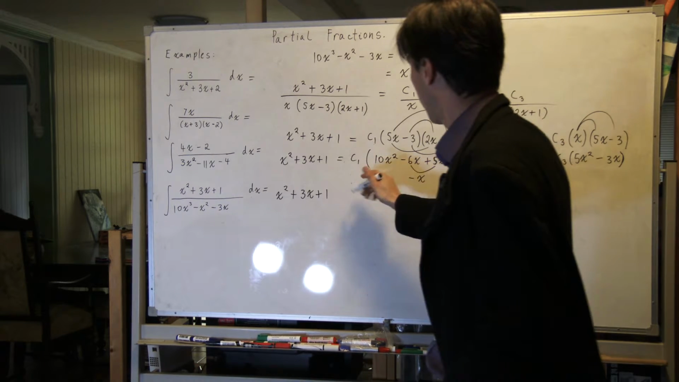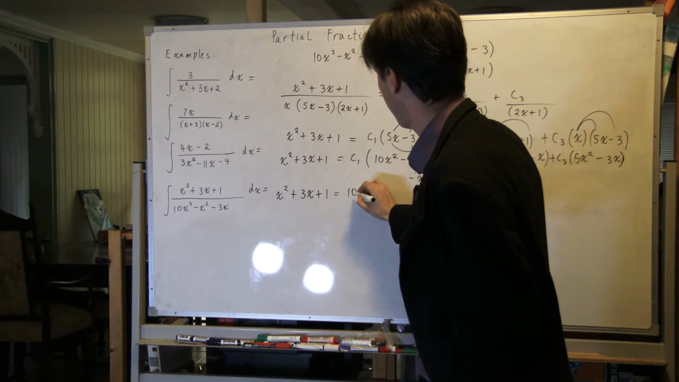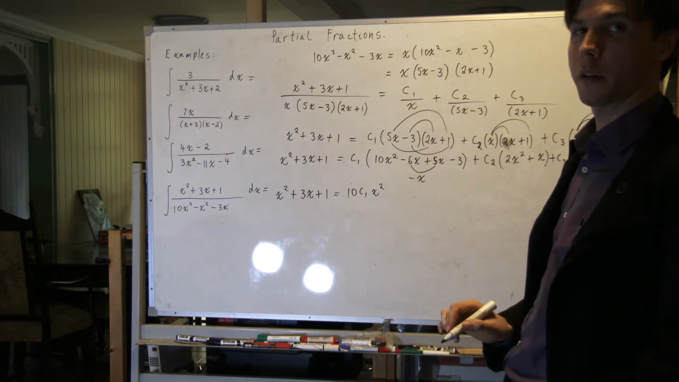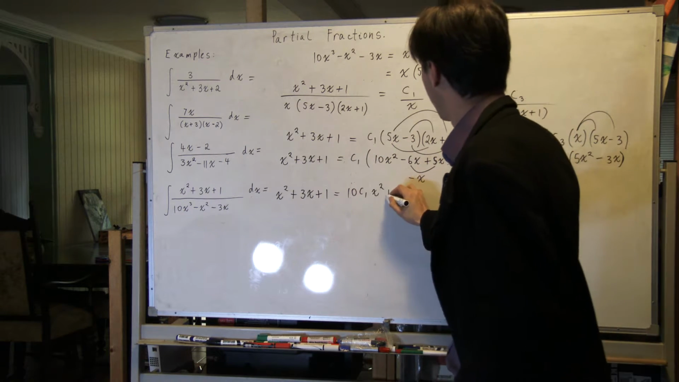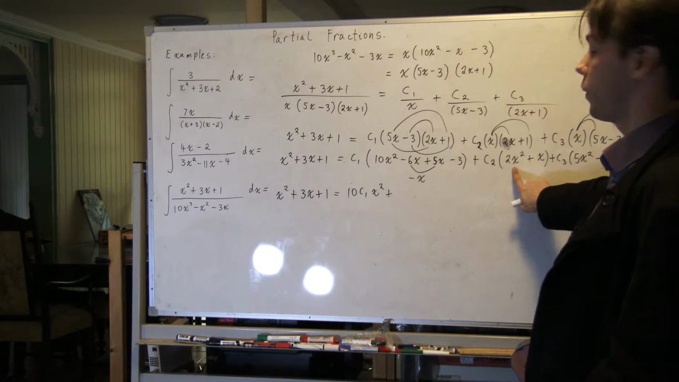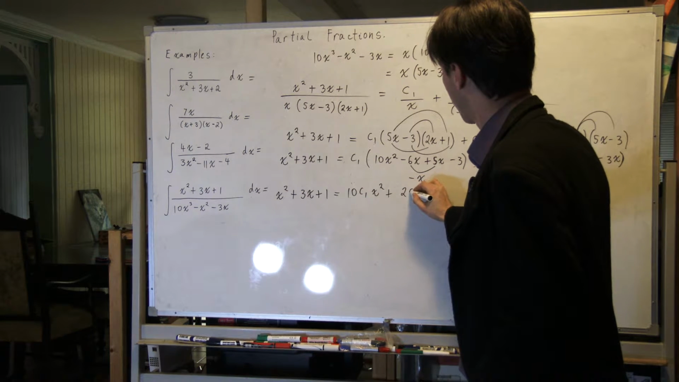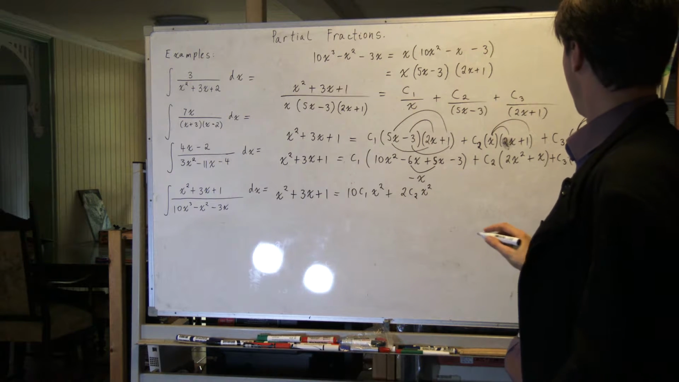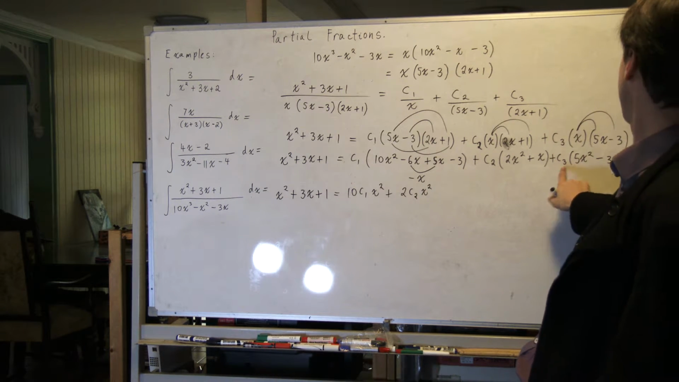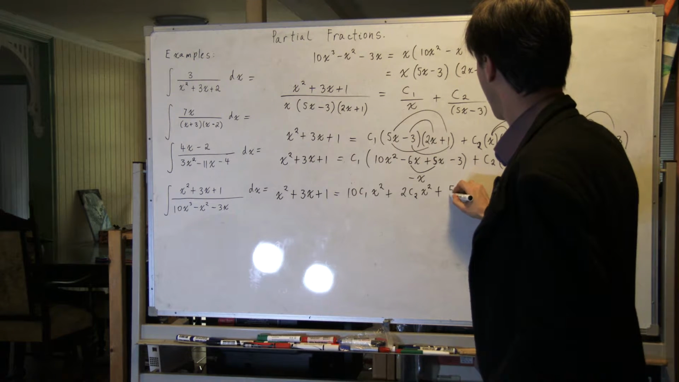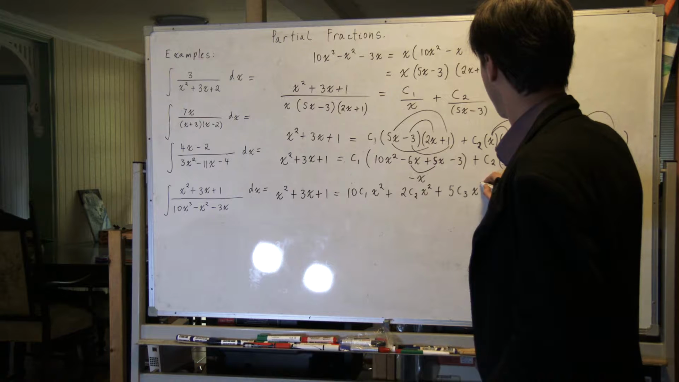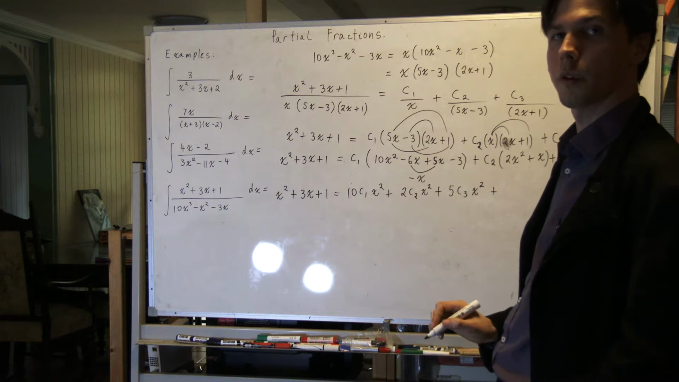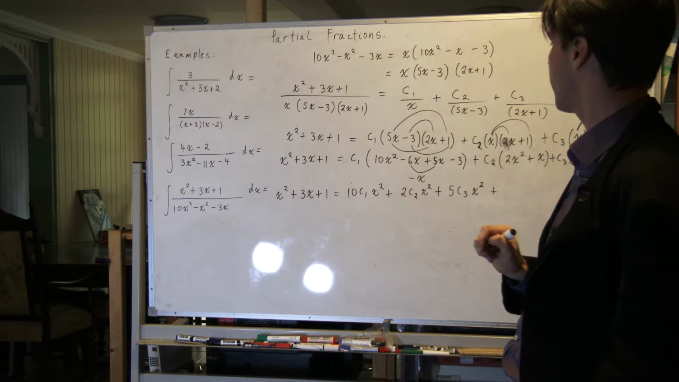C1 times 10x squared. So we have 10 times C1 times x squared. We always write the letters in alphabetical order, put the numbers first. Then from the next set of brackets we have C2 times 2x squared. So that's 2 times C2 times x squared. And then from the last one we have C3 times 5x squared. So that's 5 times C3 times x squared. Those are all the quadratic terms on the right hand side.